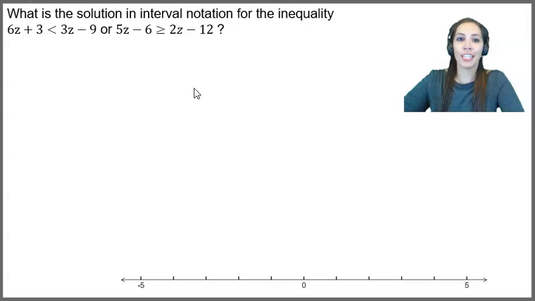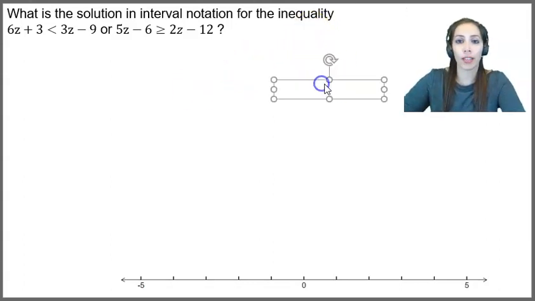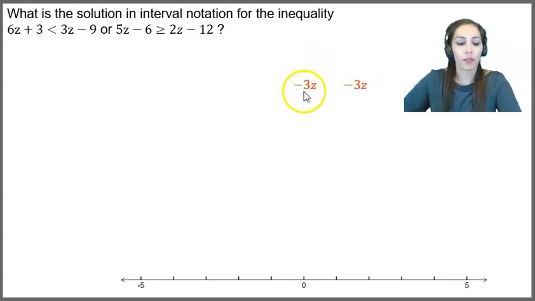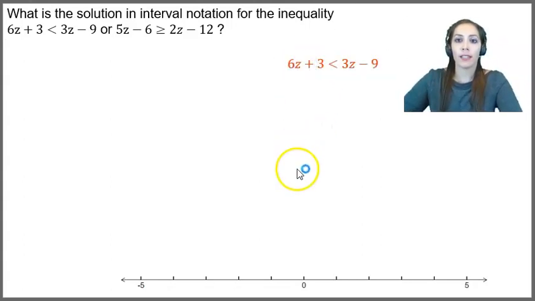What is the solution in interval notation for the inequality 6z plus 3 less than 3z minus 9 or 5z minus 6 greater than or equal to 2z minus 12? So first of all, I'm just going to go ahead and start with that first inequality there. 6z plus 3 less than 3z minus 9.